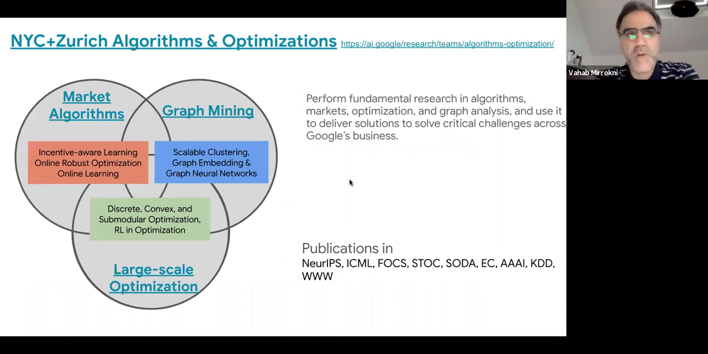So before I dive into the topic of the talk, I have one slide about where I'm coming from. I come from the algorithm optimization team. This is the team that works on these three major areas: market algorithms, graph mining, and large scale optimization. We perform fundamental research in these areas, and we have several internal projects. We have external pages, the slides, for example. If you click here, you'll see some of the papers that we have written and so on. I'm going to focus on the market algorithm area mainly today, and the advertising part, but we also had a recent workshop about the graph-based learning and graph mining project. And there is also more in the area of optimization for machine learning and so on.